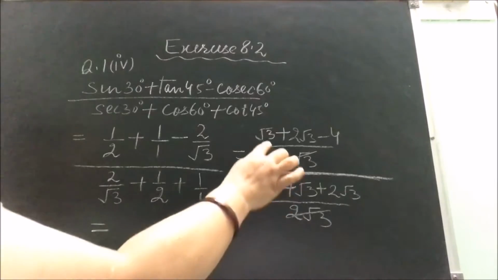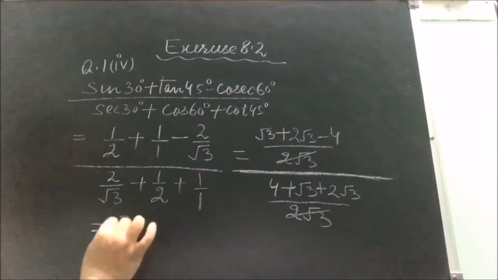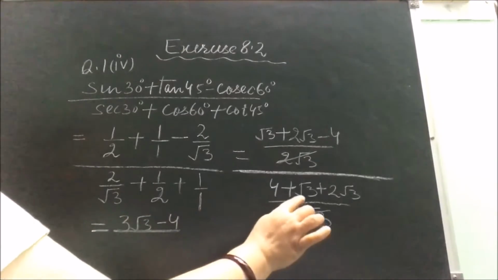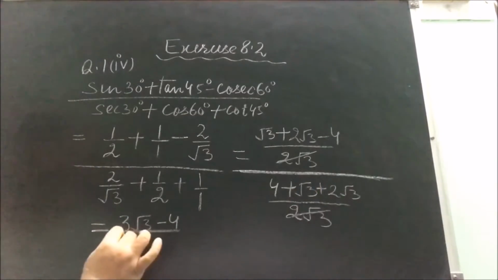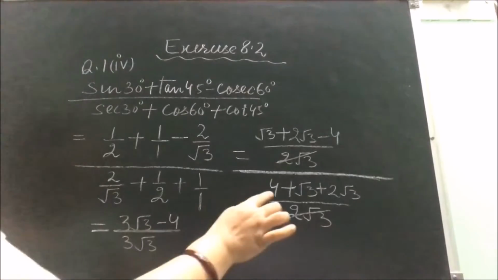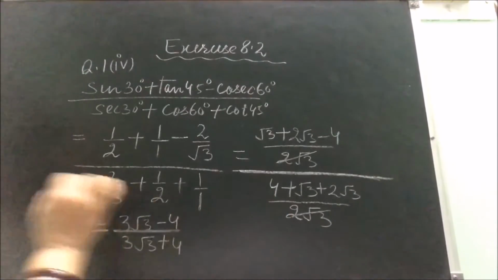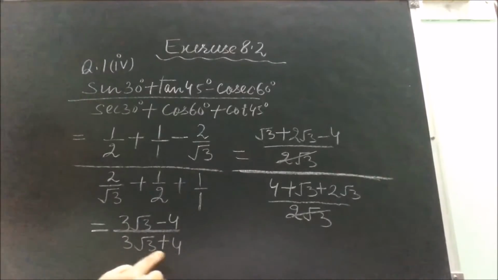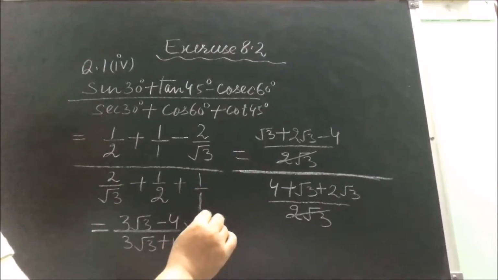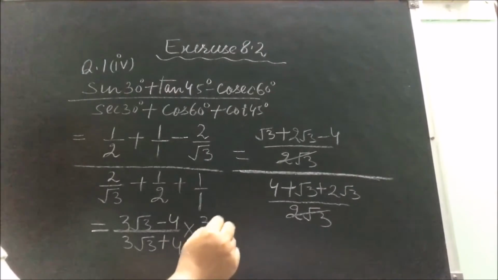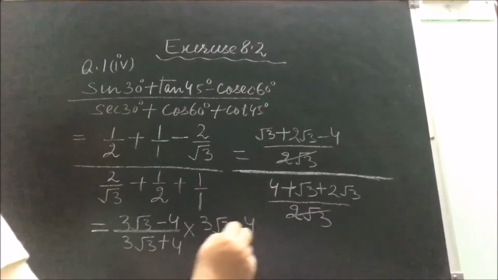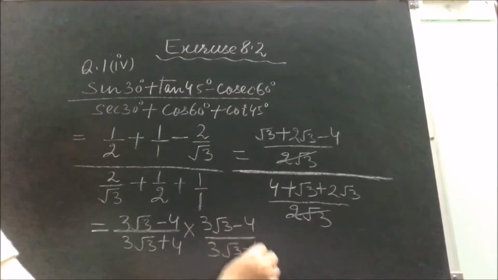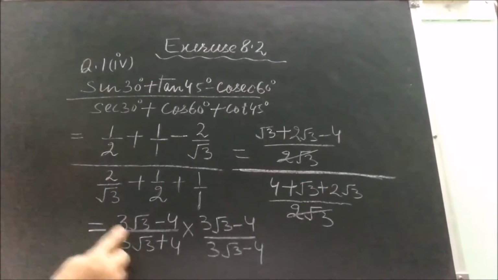Now collect the like terms. Root 3 plus 2 root 3 is 3 root 3 minus 4, and it is root 3 plus 2 root 3 again 3 root 3 plus 4. Right? Now we have to rationalize. Again a binomial is there, so we have to multiply and divide by the conjugate of this, that is 3 root 3 minus 4, and here again 3 root 3 minus 4. Right? Then we have to simplify it.